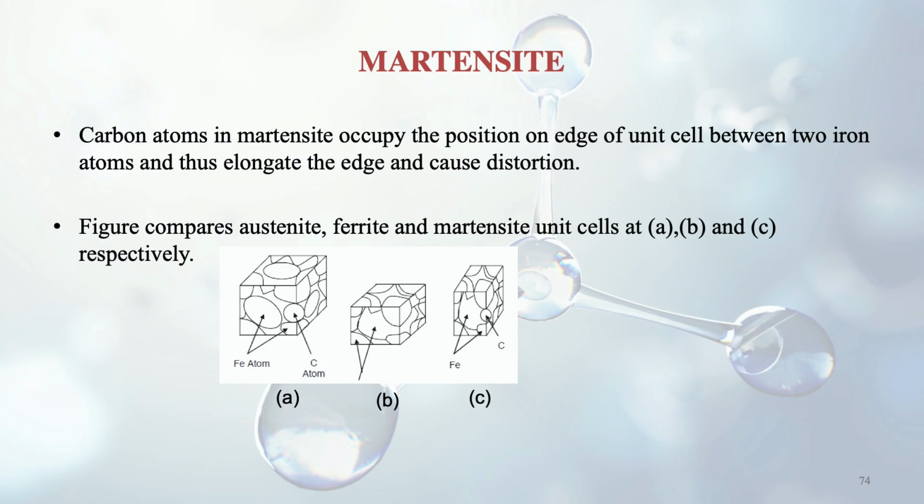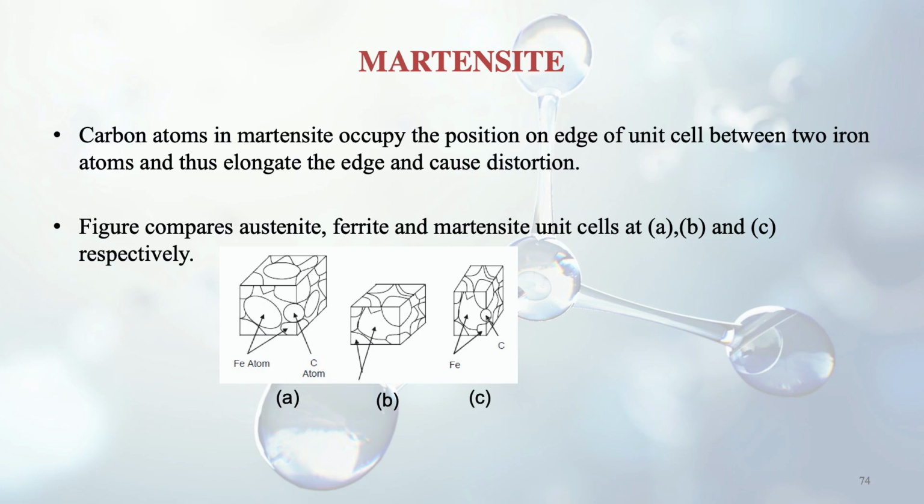So here we can see some figures where the structures of austenite, ferrite and martensite are given. The first one is the austenite. It is FCC, where the carbon atom is in the faces of all the sides, so it is face centered cubic. The second one is the ferrite, which is nearby to BCC, body centered cubic.